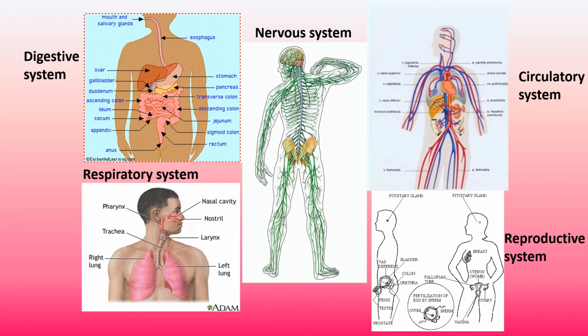So you have loads of organ systems in your body. These are just a few: the digestive system, the nervous system, circulatory, reproductive and respiratory system, and all these systems work together to help you function.